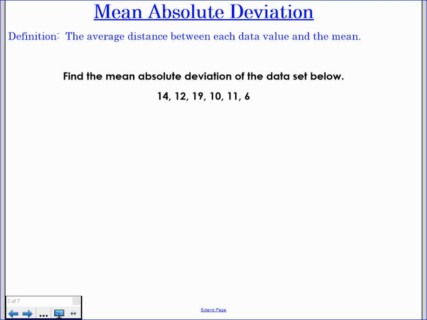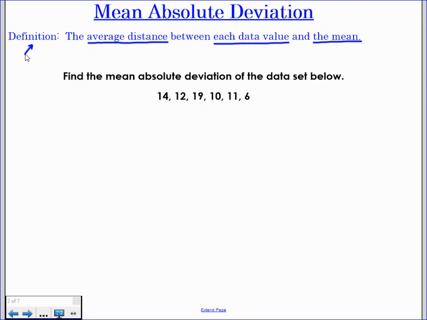We are looking at how to find the mean absolute deviation of a set of data today. First thing we need to know is the definition of mean absolute deviation. Mean absolute deviation is the average distance between each data value and the mean. Okay, the average distance between each data value and the mean of that set of data.